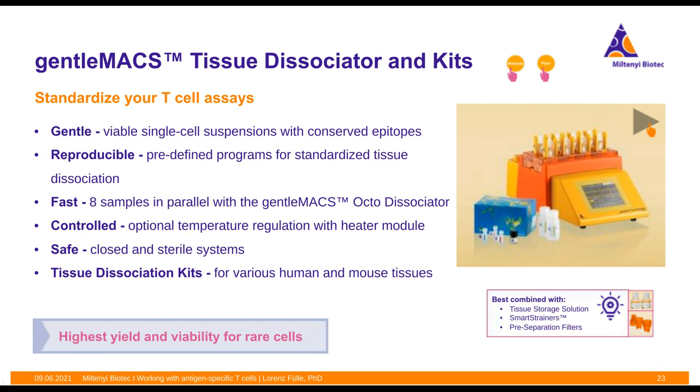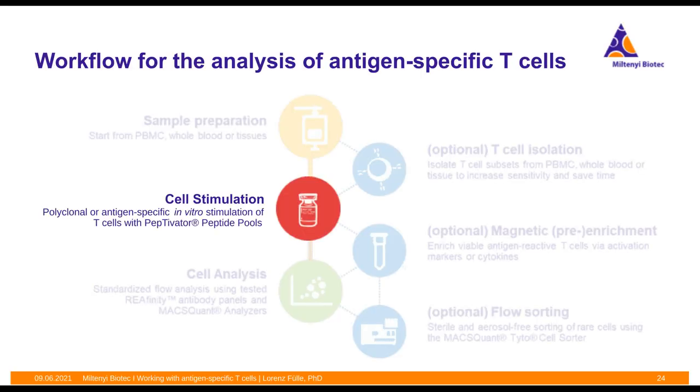And as a perfect addition, our tissue dissociation kits, which combine an enzymatic treatment with the program from the GentleMACS, let you easily isolate T cells from tissues such as spleen, tumor, lung, but also more complex tissues like skin, brain, and also lamina propria, for example. So by the combination of this GentleMACS tissue dissociator and the tissue dissociation kits, we can guarantee you a really high yield and viability, especially for these very rare antigen-specific T cells.